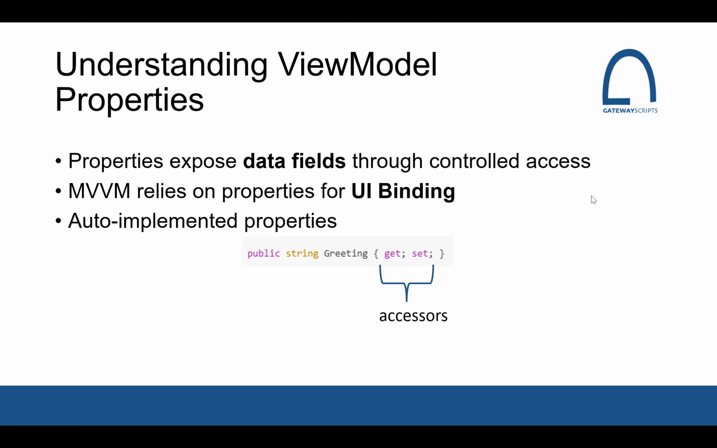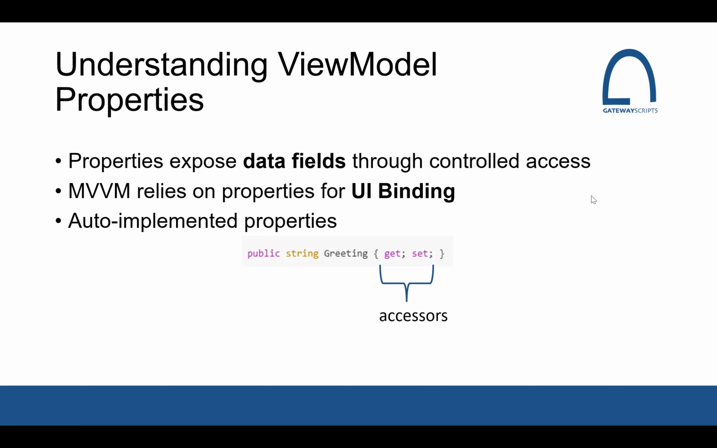In the MVVM pattern, we're generally not going to have any named UI components in the C# code, based on our clear separation of concerns. So our properties are going to be the gateways for how we access data. When we created a property in the last example, it was called an auto-implemented property. This is an example of an auto-implemented property that you see here.